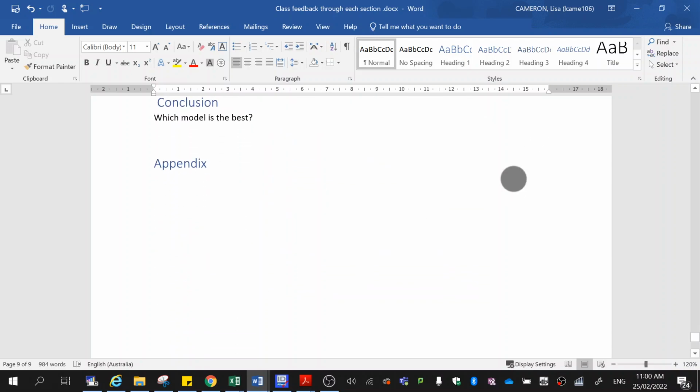Okay, what else? Conclusion. Your conclusion doesn't need to be long. State which model is the best. State that you have satisfied the requirements of the assignment. That's pretty much it. Now, a couple of you will probably have some trouble with word count for this.